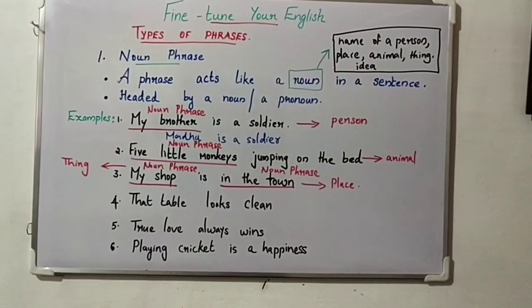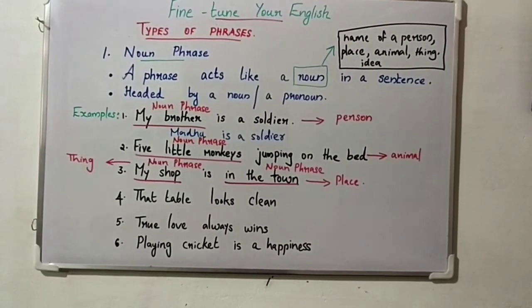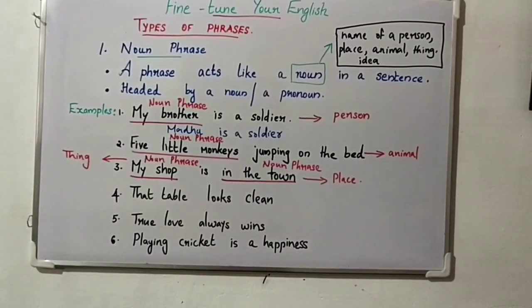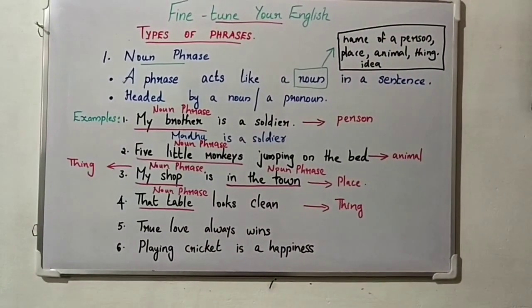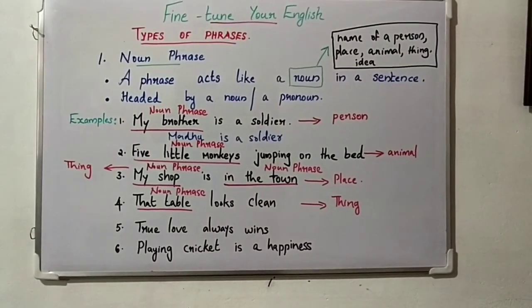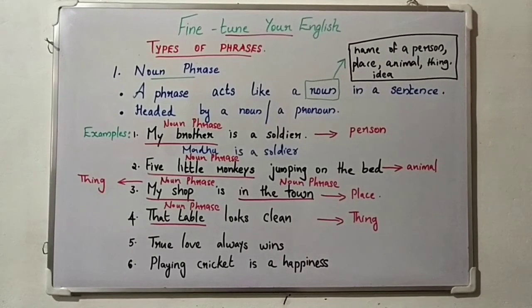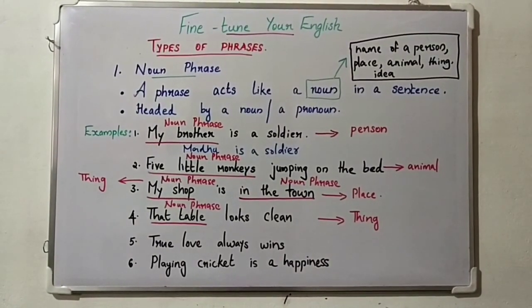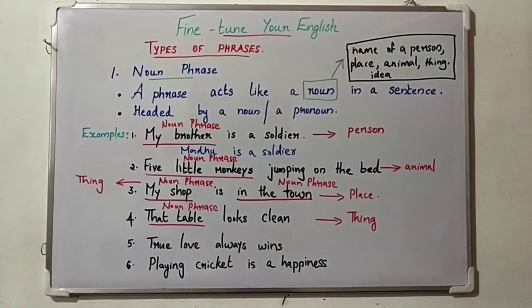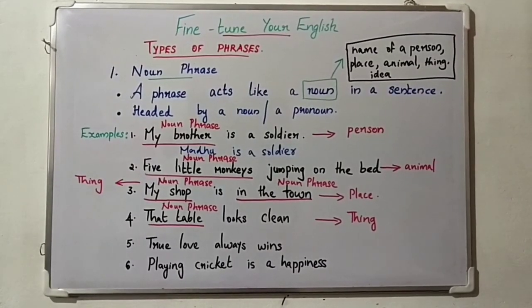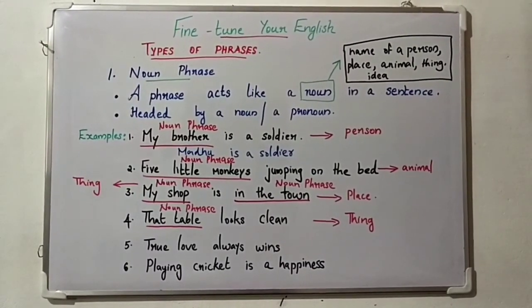See the fourth example. The table looks clean. That table. So we are referring to again a thing. That table looks clean. In the sentence, that table is a noun phrase. Here that is a pronoun and table is a noun. So it is the combination of a pronoun and a noun.